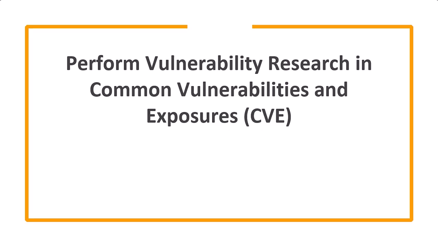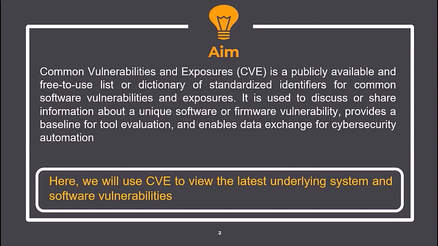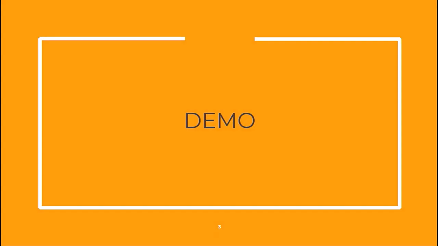Vulnerabilities and Exposures database. Common Vulnerabilities and Exposures, or CVE, is a publicly available and free-to-use list or dictionary of standardized identifiers for common software vulnerabilities and exposures. It is used to discuss or share information about a unique software or firmware vulnerability. It provides a baseline for tool evaluation and enables data exchange for cybersecurity automation. Here, we will use CVE to view the latest underlying system and software vulnerabilities. Let us move towards the demonstration part.